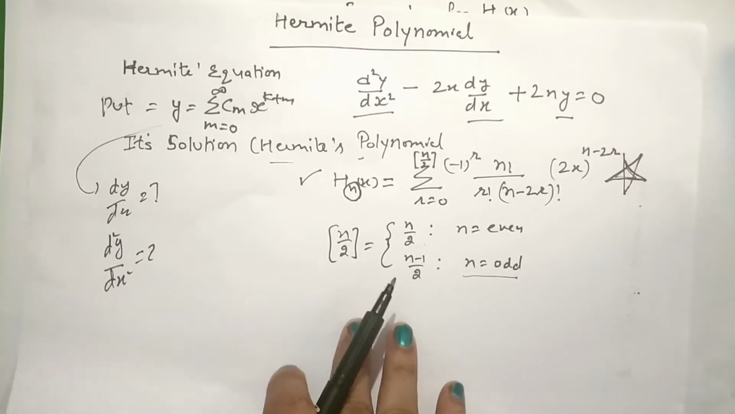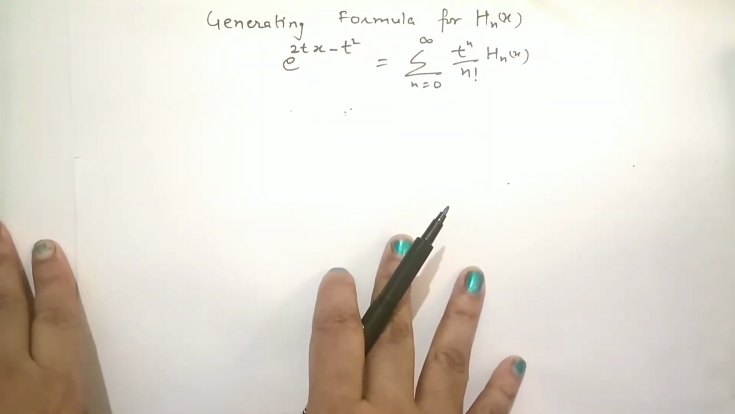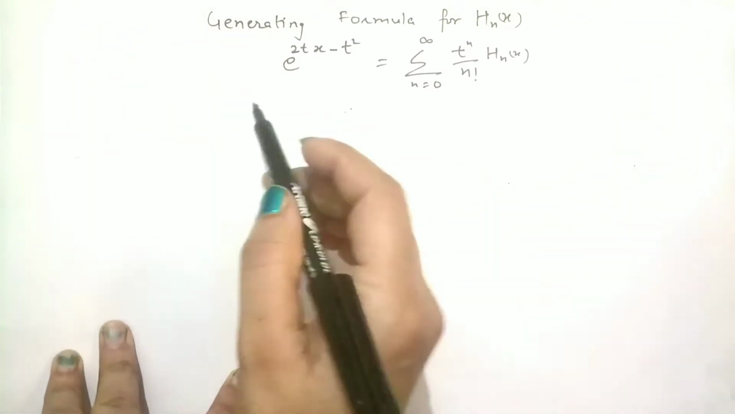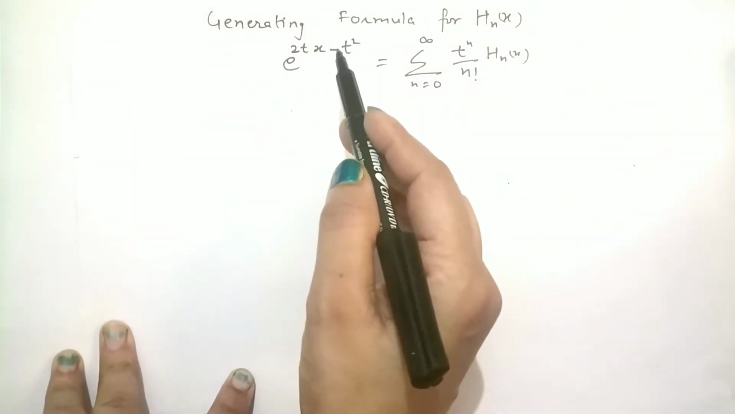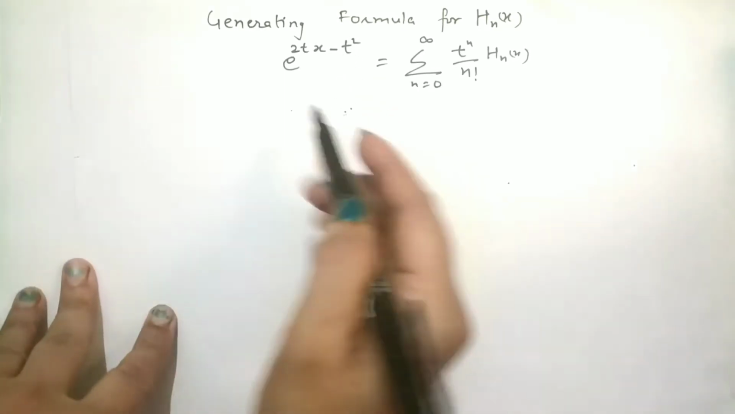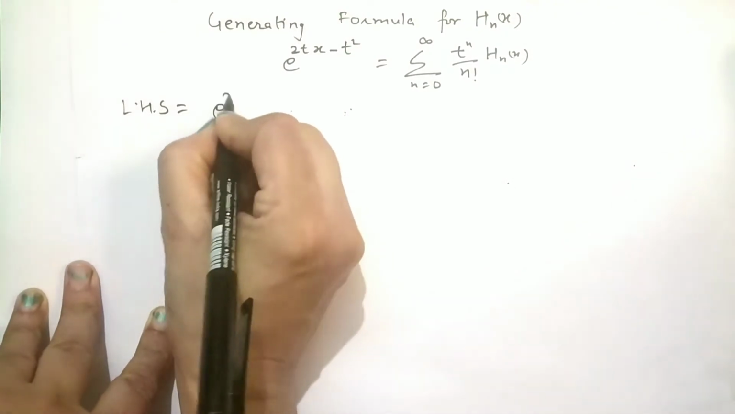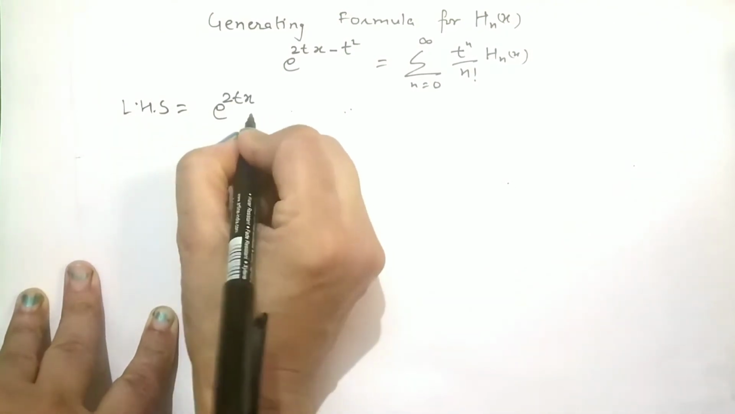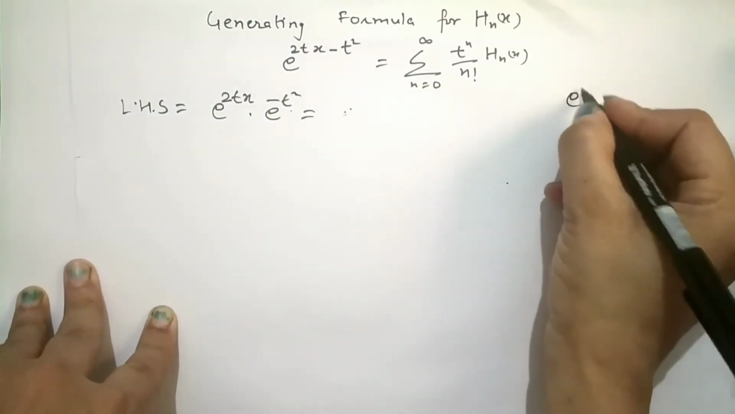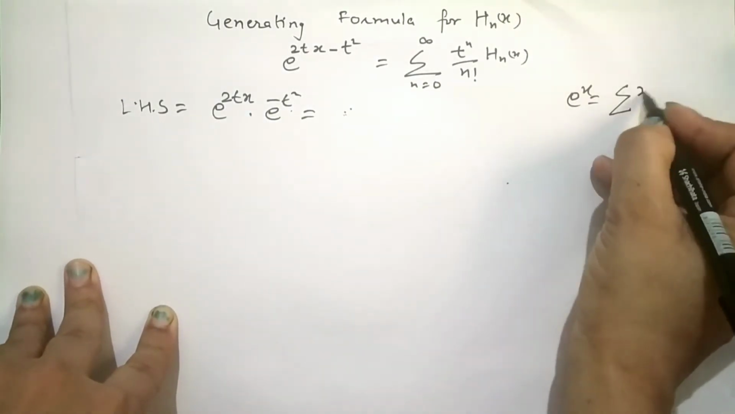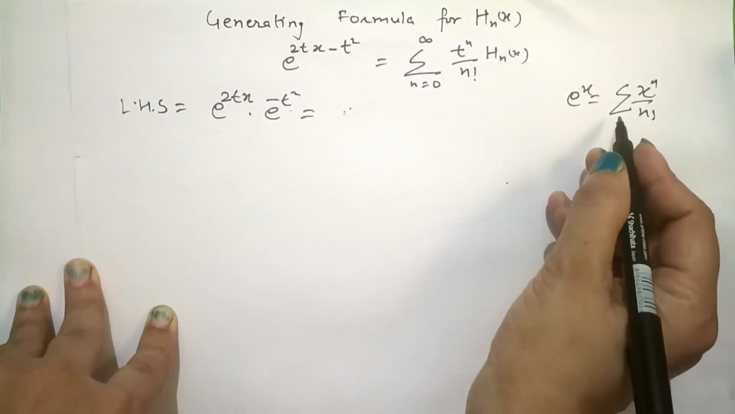Now we come to the very important results. The first one is the generating function for H_n(x). The generating function means the summation of H_n(x) t^n can be written as e raised to power 2tx minus t². How can we write this? If we solve the left hand side, e raised to power 2tx into e raised to power minus t², and we know the formula that e raised to power x is summation x raised to power n upon n factorial, where n varies from 0 to infinity.